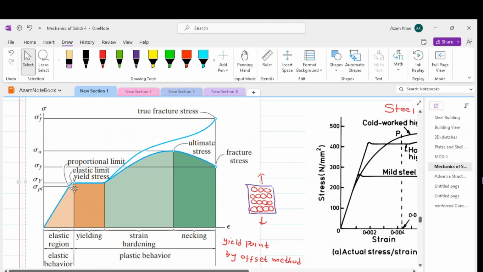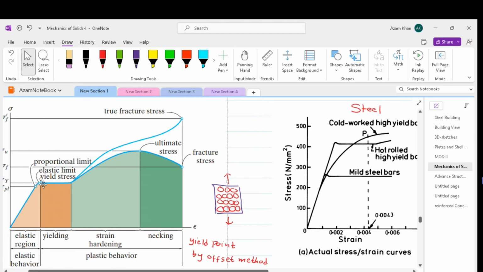Beyond the proportional limit, the line starts to curve out, and sometimes it gives us a blob as shown over here in the case of high carbon steel. Then the curve becomes flat. This region where the curve is flat is called yielding region. After that, we have a strain hardening and the necking region.